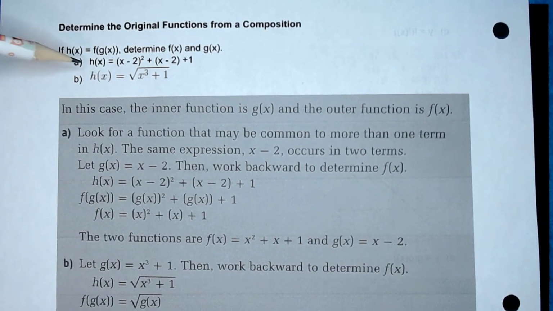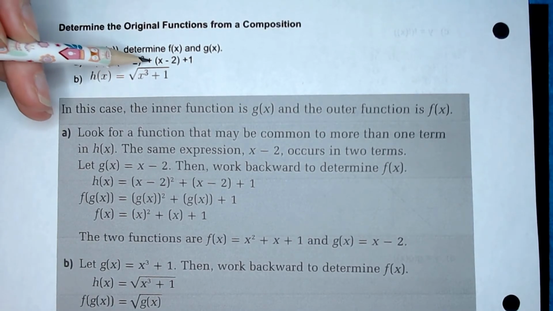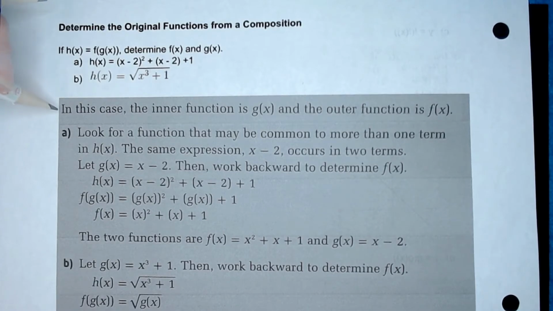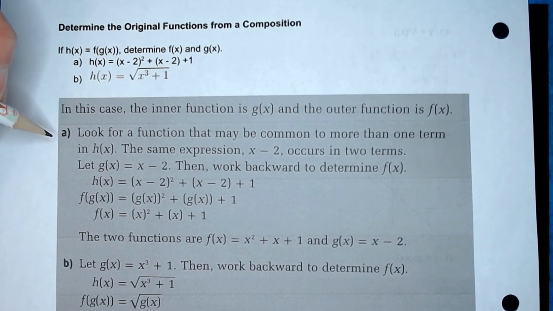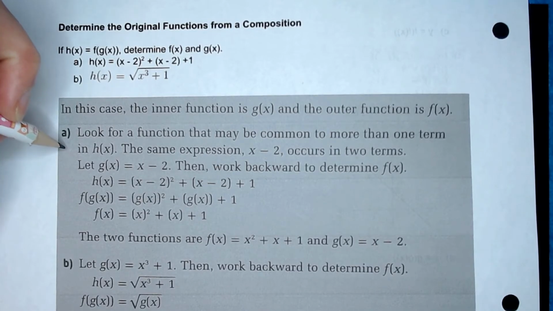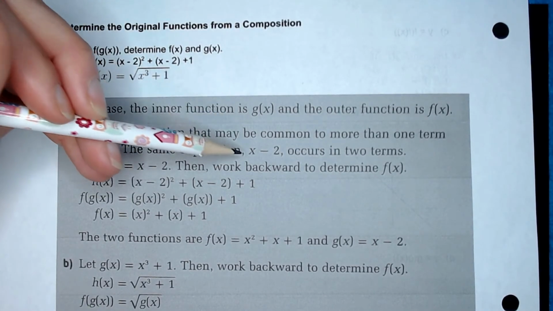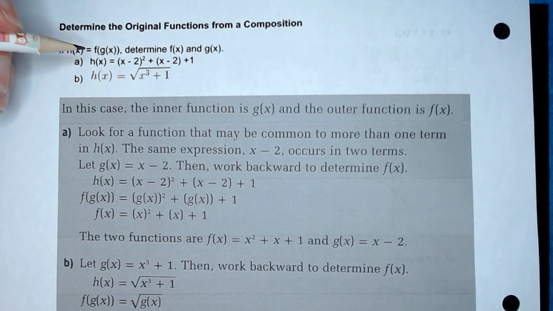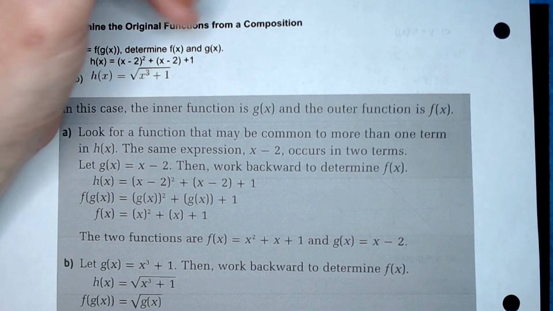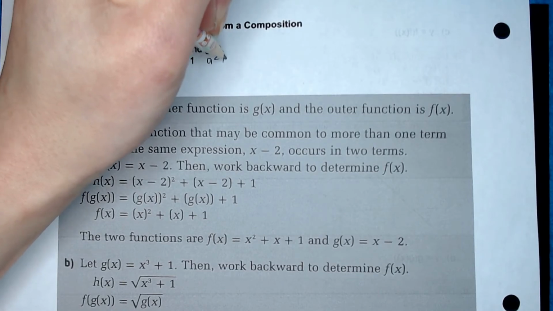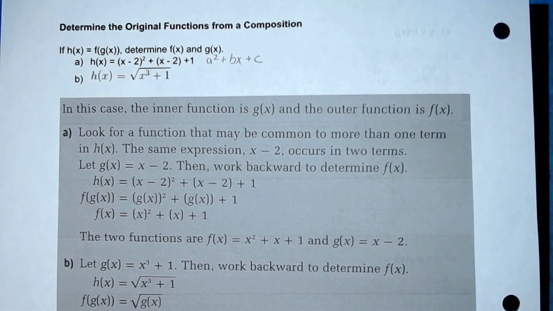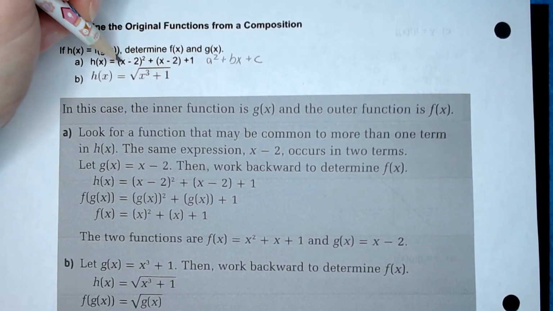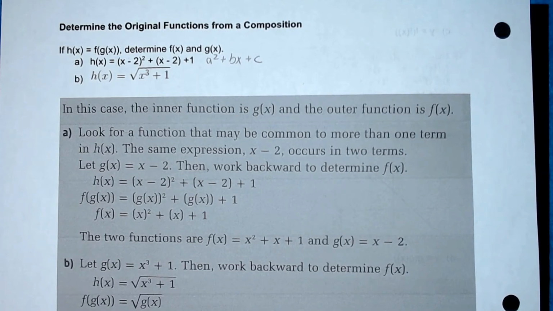So in the first example, h of x is equal to x minus 2 squared plus x minus 2 plus 1. So in this case, the inner function is g of x and the outer function is f of x. So in A, look for the function that might be common to more than one term in h of x. The same expression, x minus 2, occurs in 2 terms. So we have that repetition here. Try to think of this as the general formula ax squared plus bx plus c. Once you have that, you can see kind of where some of these terms come from.